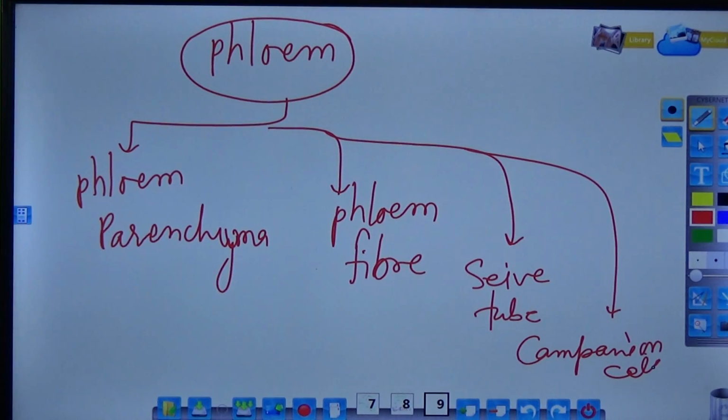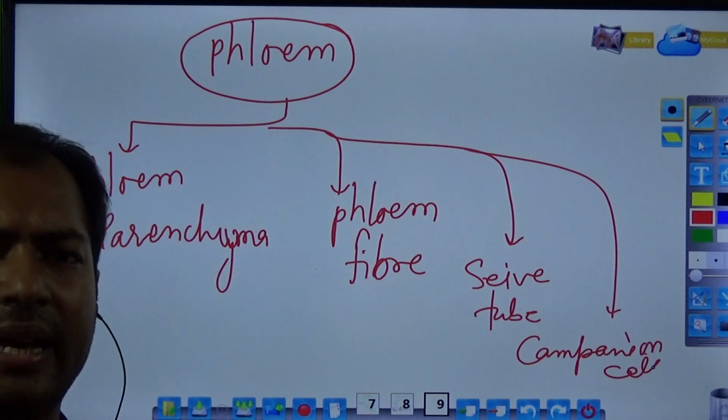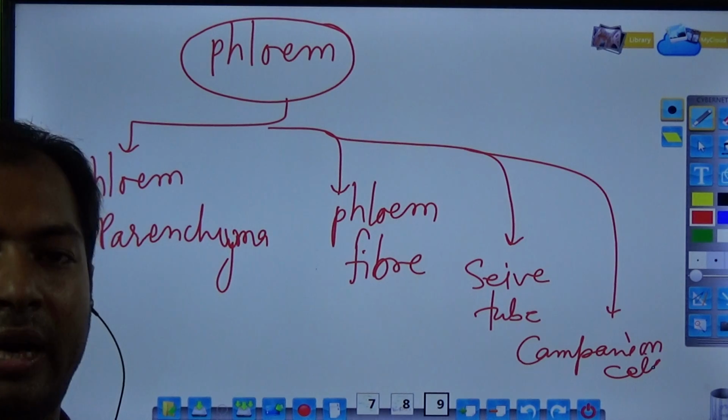Now we have seen the chart of plant tissue. In the next class we will see animal tissue, because the chart of animal tissue is big, so I will discuss it in the next class.